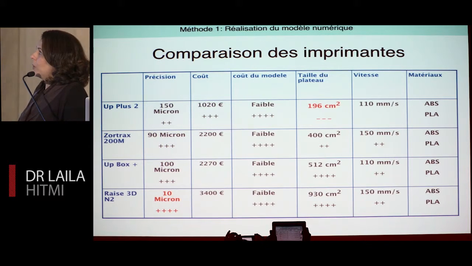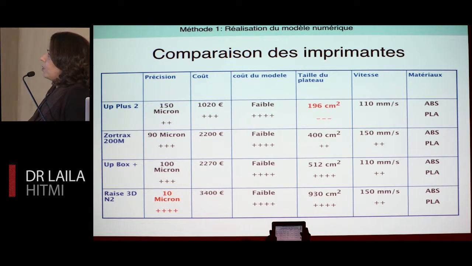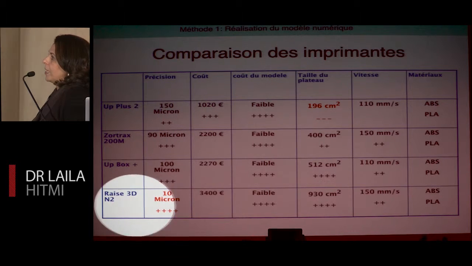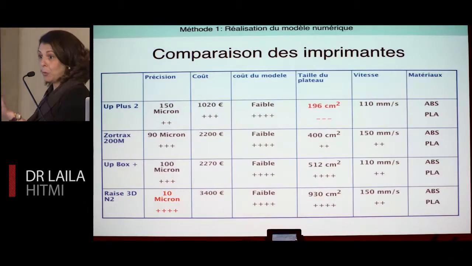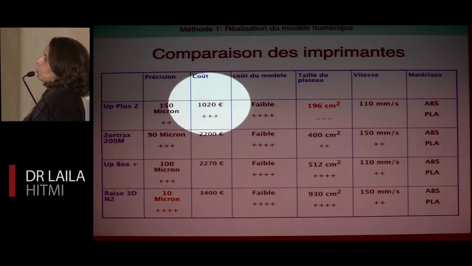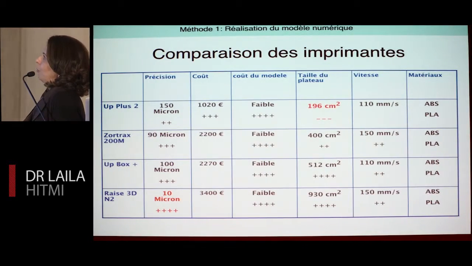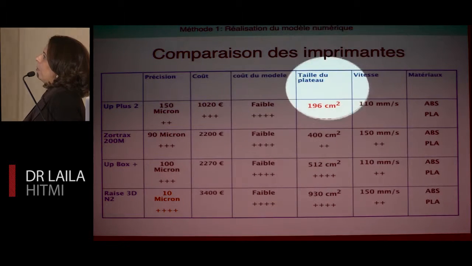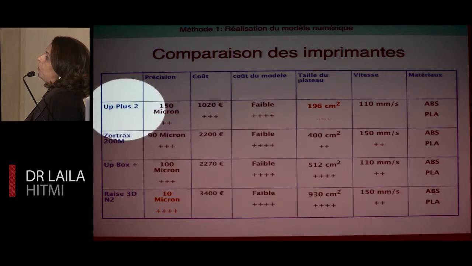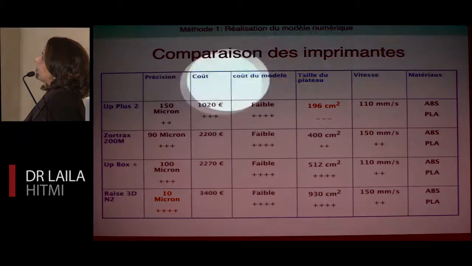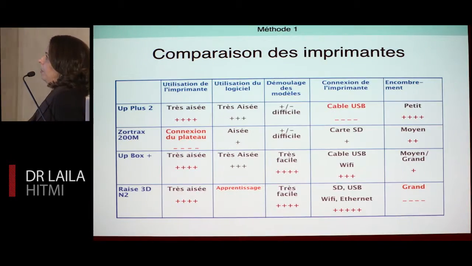And so these are the 2 comparative tables. Remember that if you focus on accuracy, the best is Raise3D and N2, 10 microns. The only one suitable for method number 2, virtual positioning and model printing. If we focus on cost, obviously it's not the same price. But with the bigger ones, you make more models. If you talk about the cost per model, the same. And if you talk about the tray size, well, the worst one is Up Plus 2, very small tray. And speed, material, again, they're all comparable.